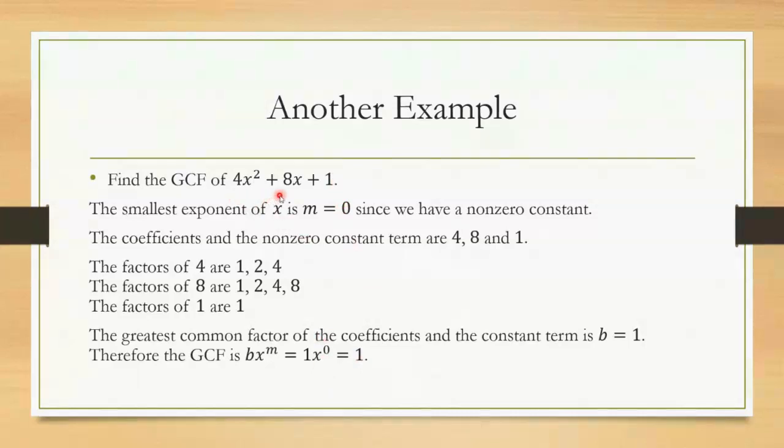Here, the coefficients are 4 and 8, and we have a constant term of 1. But again, the only factor of 1 is 1 itself. So the only common factor is 1. It follows then that the greatest common factor, B, is 1, and M, we said, had to be 0, so we get 1. Okay, are there any questions?